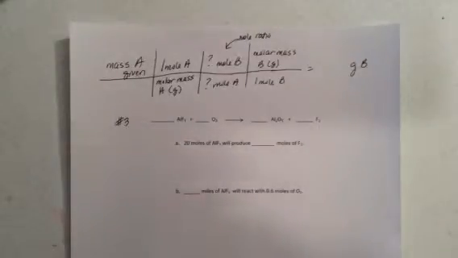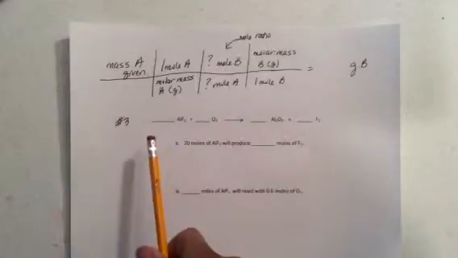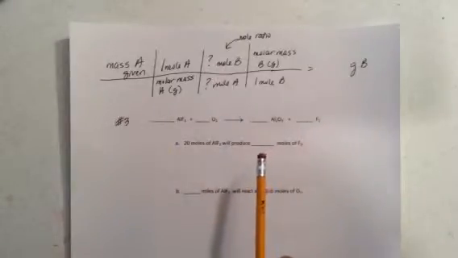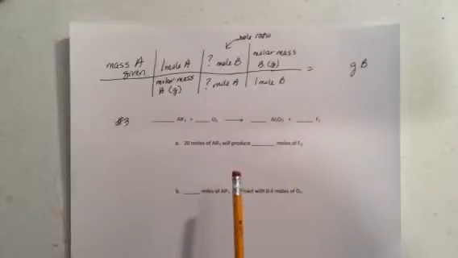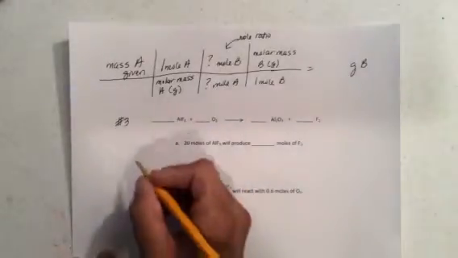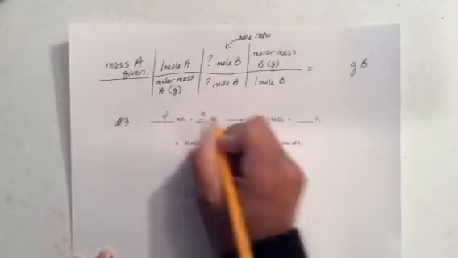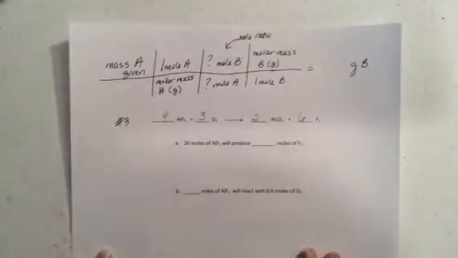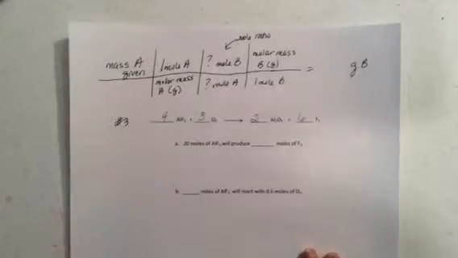So here we go. Problem number 3, and if you don't have the packet right in front of you, you might want to pause it and go get the packet and then come back so you can follow along with me. All right, problem number 3. We have aluminum fluoride reacting with oxygen to produce aluminum oxide plus fluorine, and that's probably a gas. In this reaction, it needs to be balanced before you can do the problems. If you don't remember how to balance, see me in class, but the coefficients you should get should be 4, 3, 2, and 6.